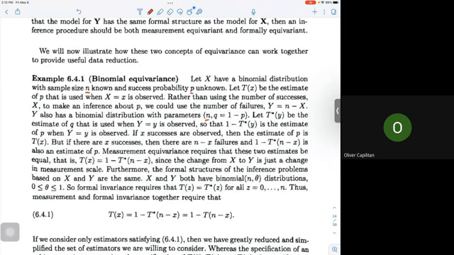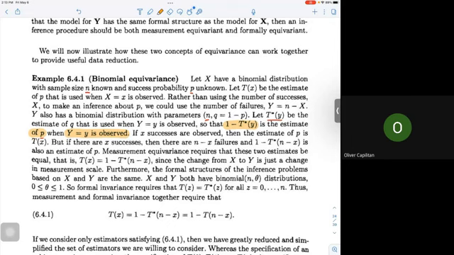Okay, so if this is an estimate of q, it would imply that 1 minus t star of y will be an estimate of our parameter p when the random variable y is equal to y is observed. So this would estimate our parameter p when y is equal to y is observed.